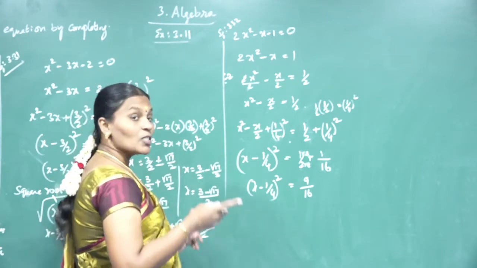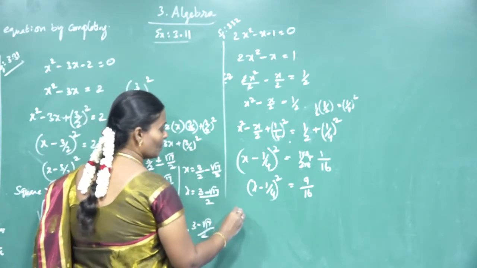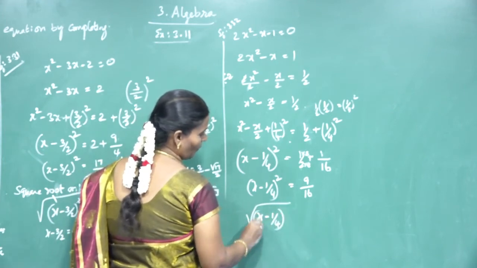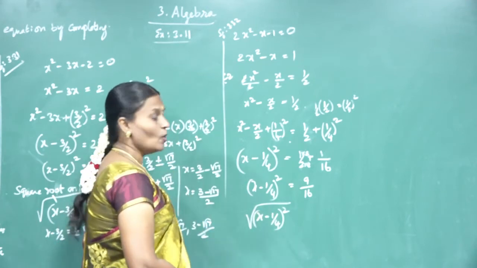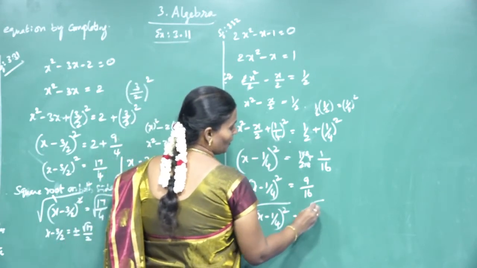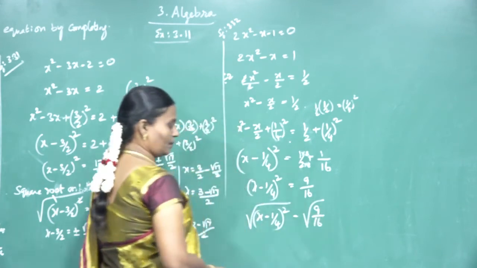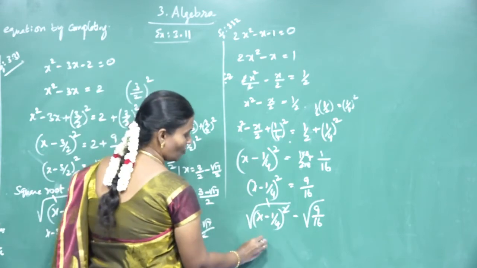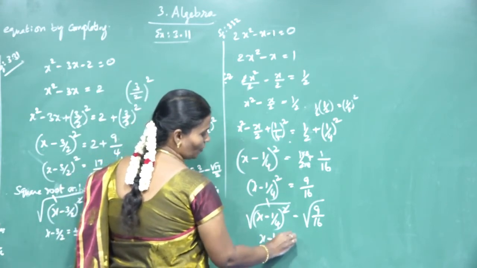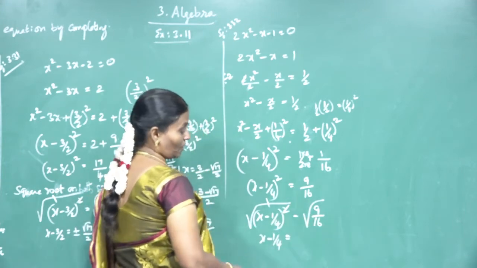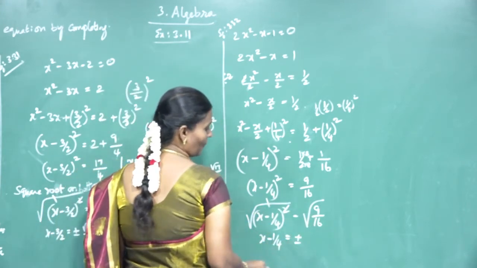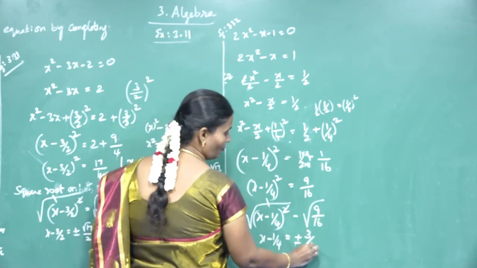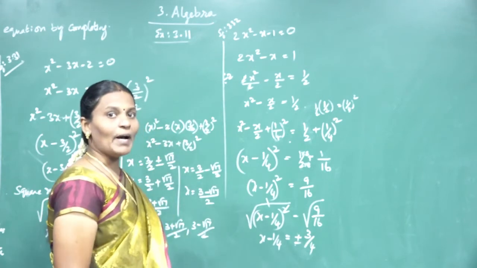Okay. So x minus 1 by 4 the whole square. Now taking square root on both sides. Square root of x minus 1 by 4 the whole square. Here also you take the square root. So square root of 9 by 16. Correct, children? Yes. Okay. Then square root and square cancel. So what we get? x minus 1 by 4 is equal to, if you take the square root, there comes plus or minus. Plus or minus, square root of 9 is 3. The square root of 16 is 4. So plus or minus 3 by 4.